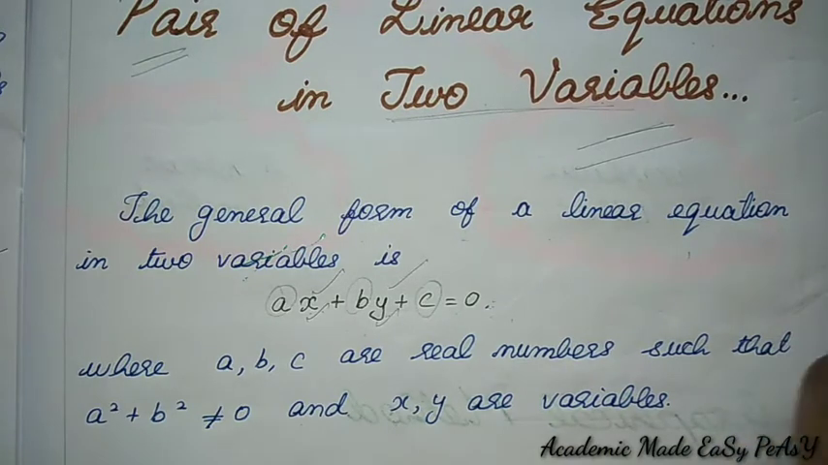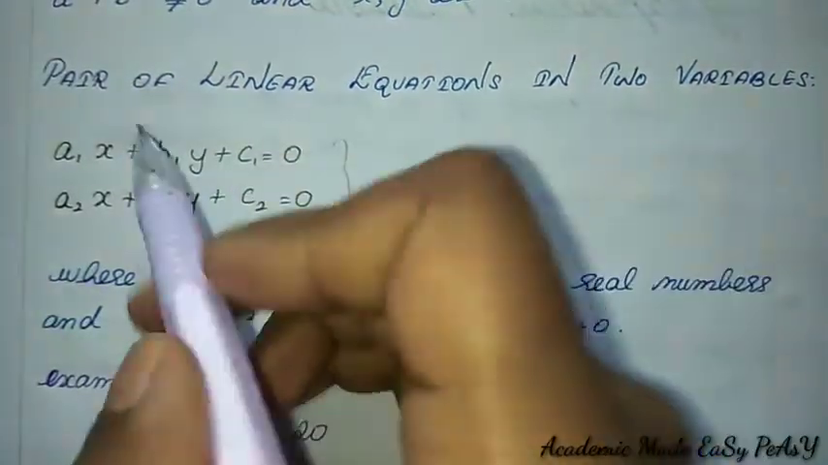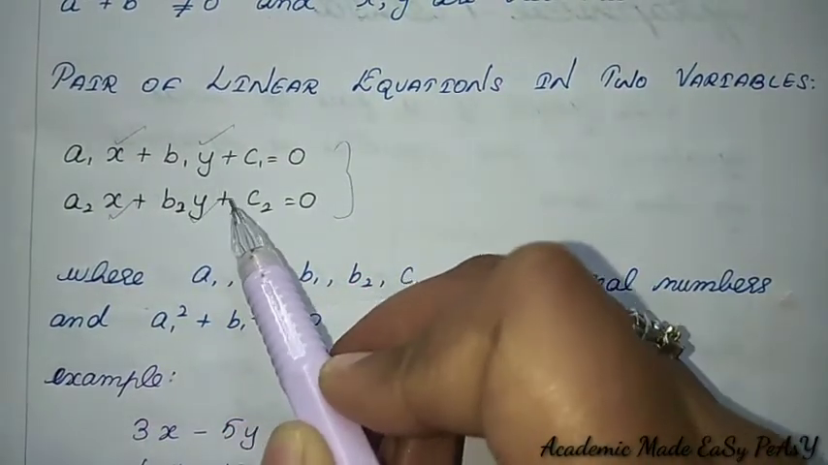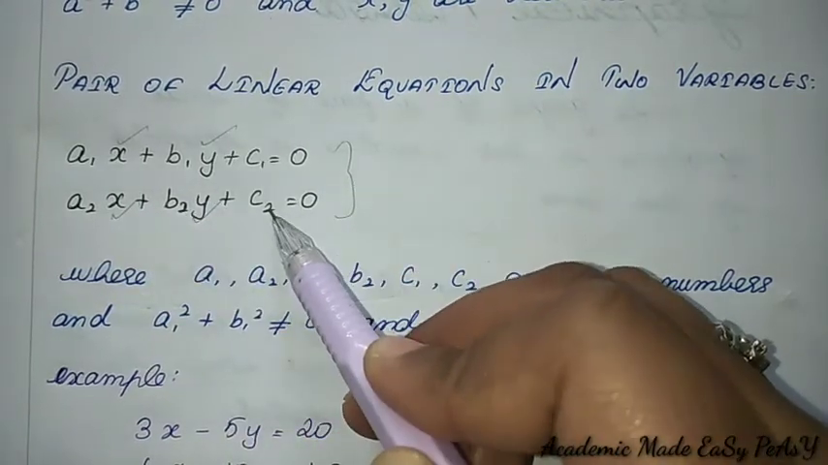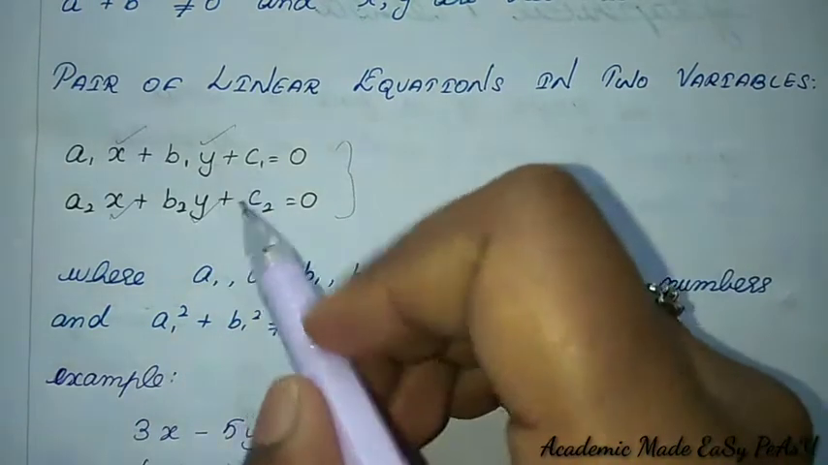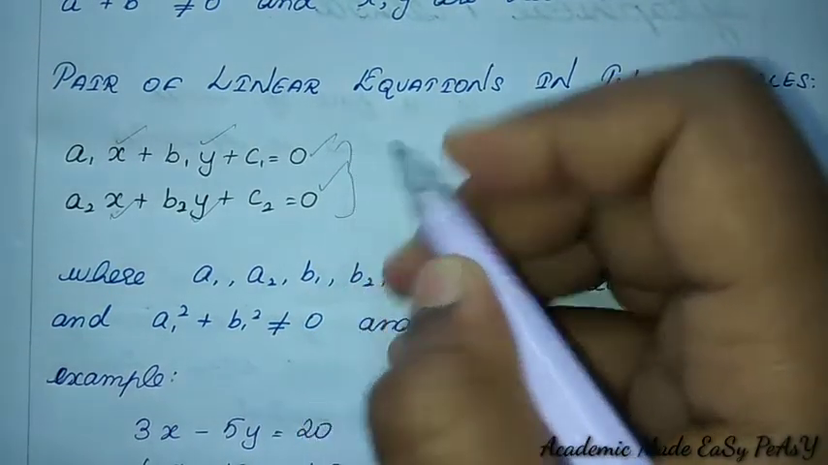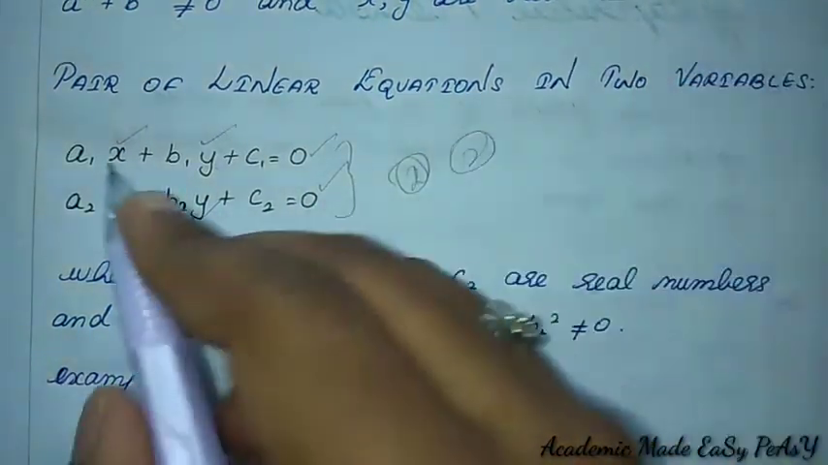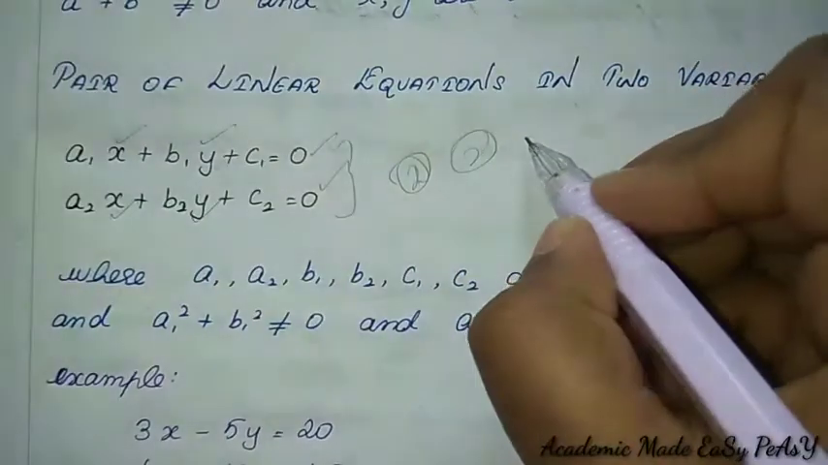So now let's see a pair of linear equations in two variables. The general form of a pair of linear equations in two variables is this one. So see here we have two variables x and y. Here also we have the same x and y. And here a1, a2, b1, b2, c1, c2 are some real numbers, and x and y are some variables. So here we have 1, 2. Two equations we have and two variables we have, and what type of polynomial is it? A linear polynomial. So therefore it is linear.